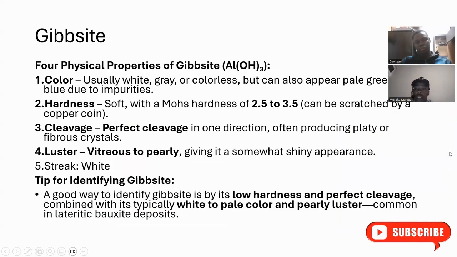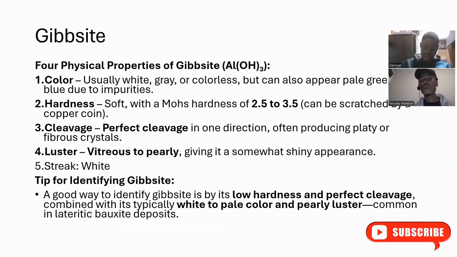Then we also have what we call gibbsite. All these are hydroxides because they have OH in their crystal structure. Gibbsite is usually white, gray, or colorless, but can appear pale green or blue due to impurities. It's relatively soft, from 2.5 to 3.5, and it can be scratched by a copper coin because, remember, hydroxides have weaker bonds. That's why they are not that hard.